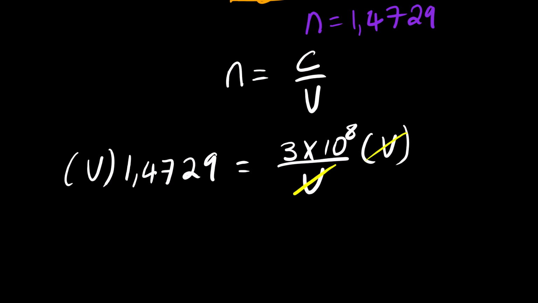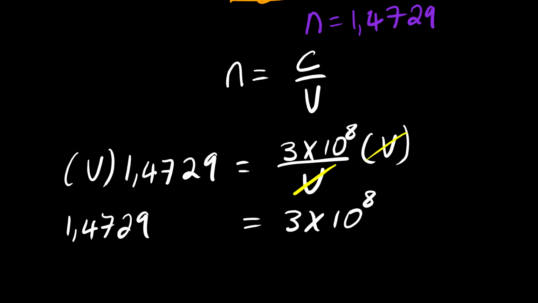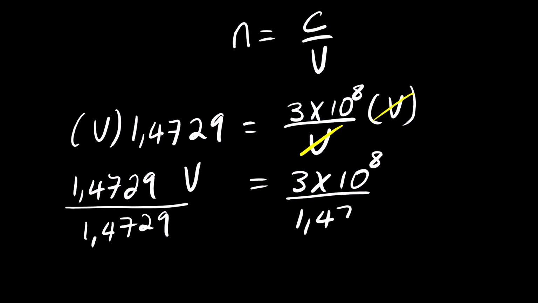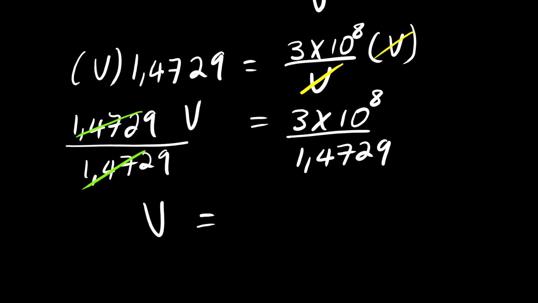Now this will result in 1. 1 multiplied by 3 times 10 to the power 8 is 3 times 10 to the power 8. V multiplied by this number is 1.4729 V. From here we are going to solve for V. So we divide by 1.4729 on both sides. This will result in 1. 1 multiplied by V is V, which equals. We simply punch this on the calculator and we'll get our answer.